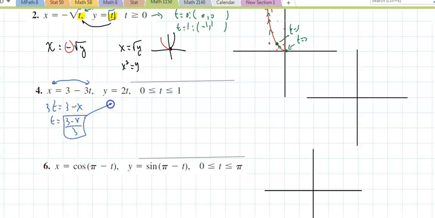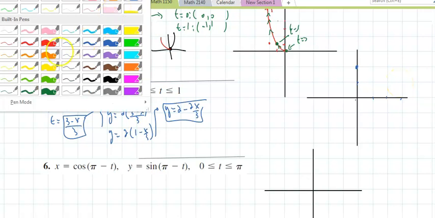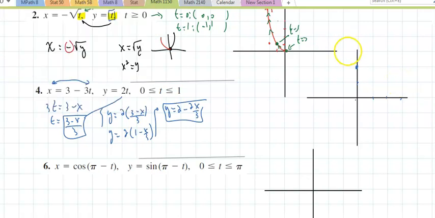If I could take this and substitute that right there, y would equal 2 into 3 minus x over 3. That is y equals 2 into 1 minus x over 3. That is y equals 2 minus 2x over 3. So I know this is a line that has a y-intercept of 2, runs 2 down, 3 to the right. So I know the infinite line really looks like this.